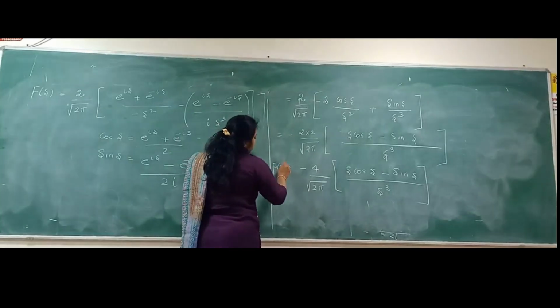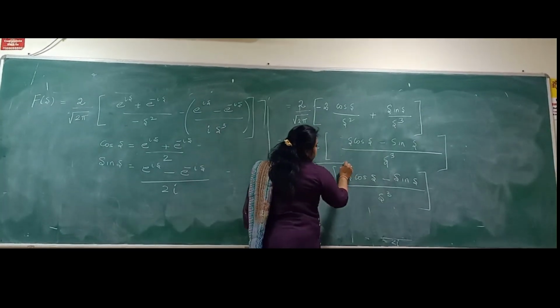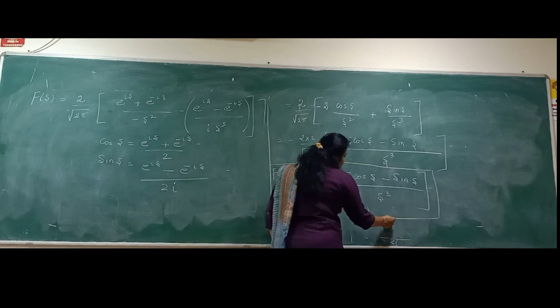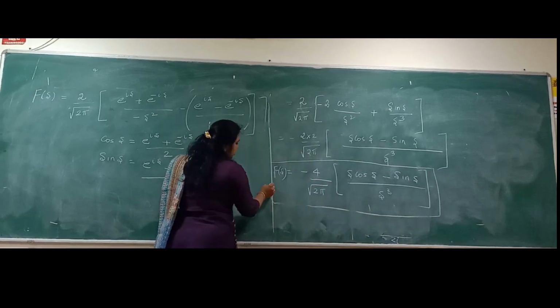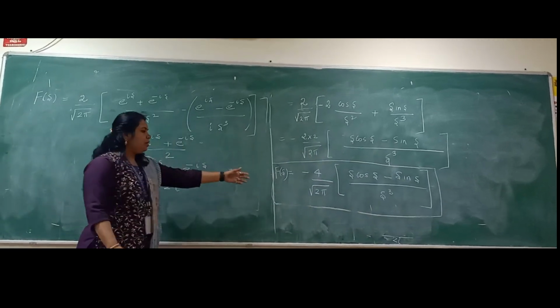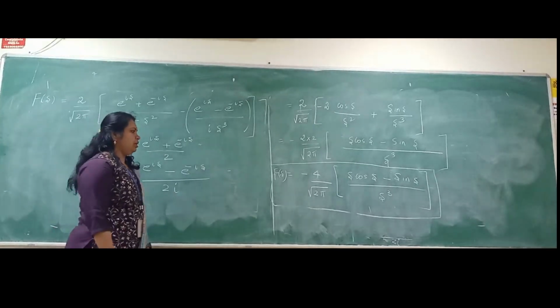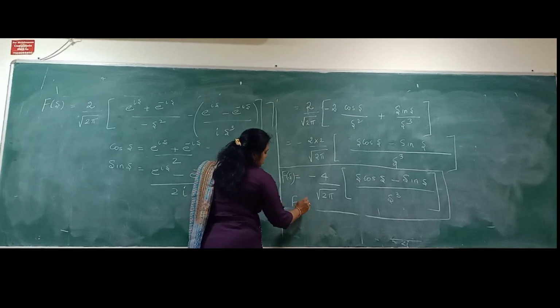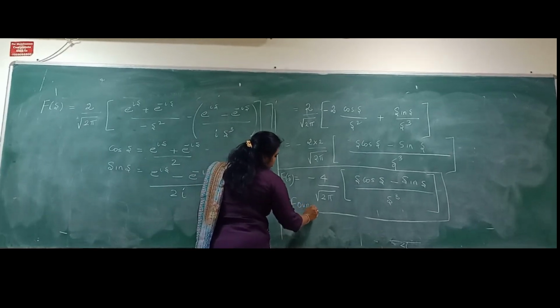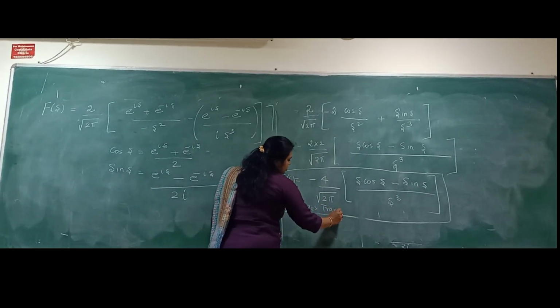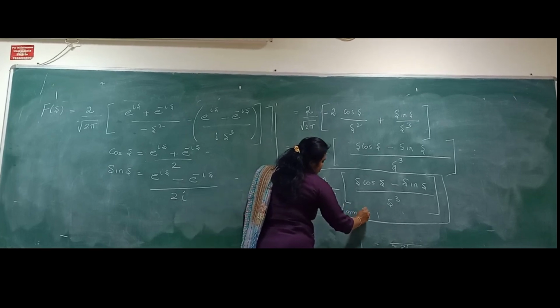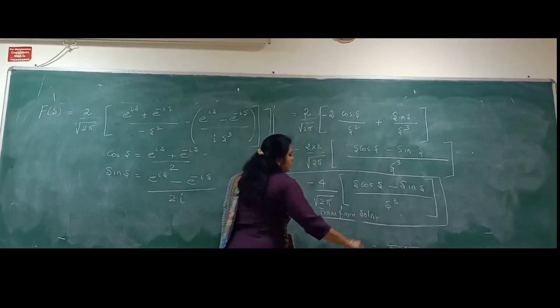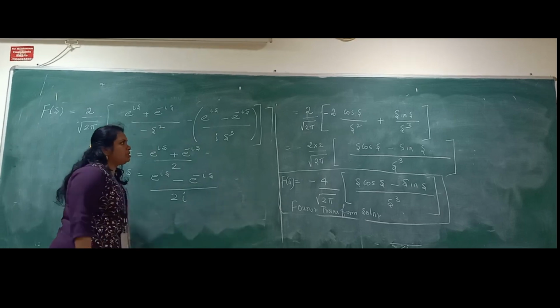Formulae we got for the Fourier transform. After applying the formulae, we got the solution for the Fourier transform of the function f of x. So this is our Fourier transform solution. So we got our first answer.